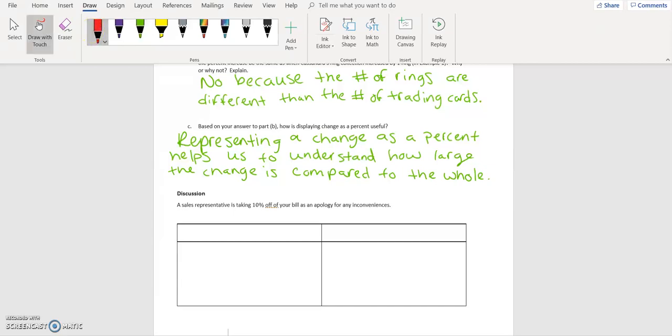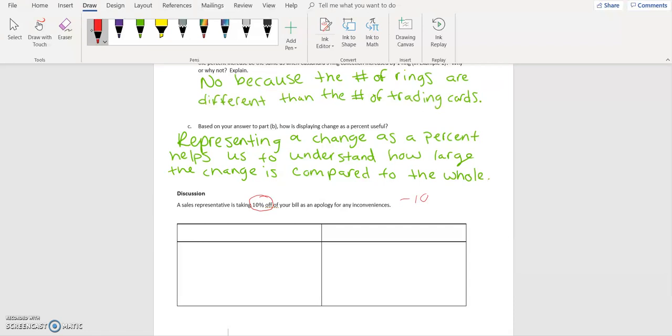Okay. Sales representative is taking 10% off. 10% off, meaning we're taking that away. 10% is being taken away from our full bill. So we have two different things that we can kind of think about there.